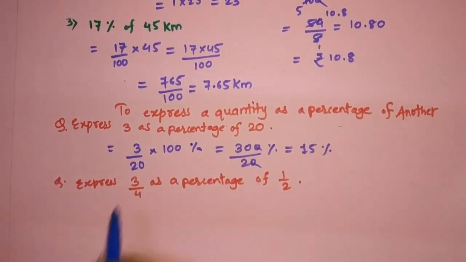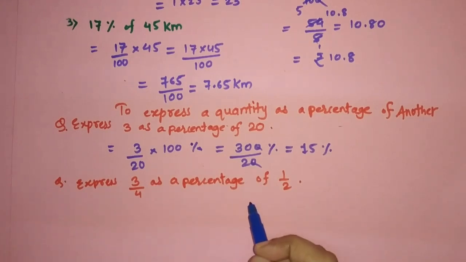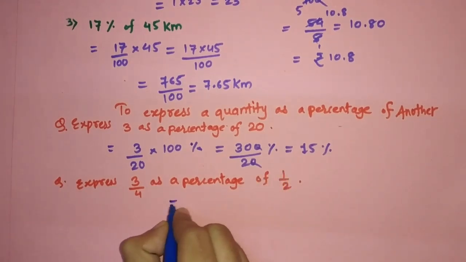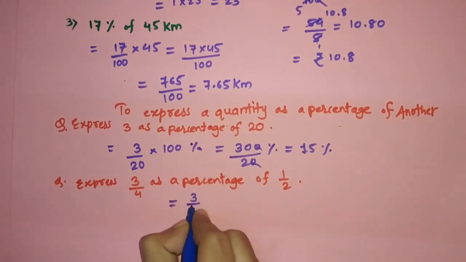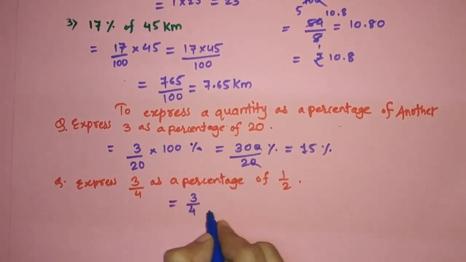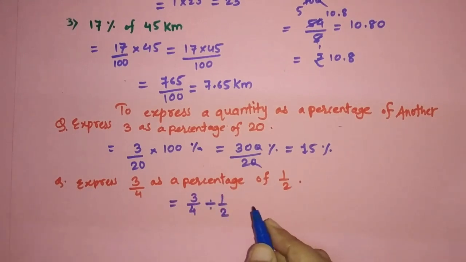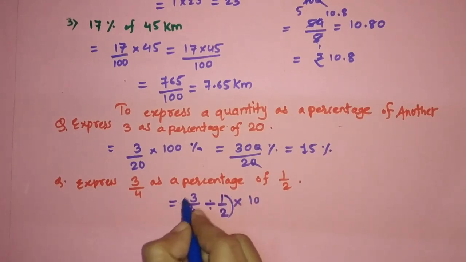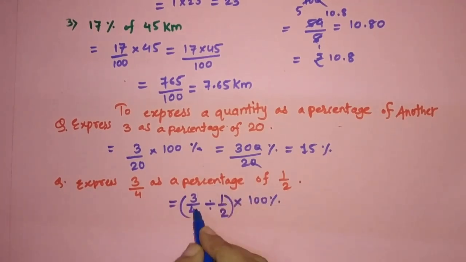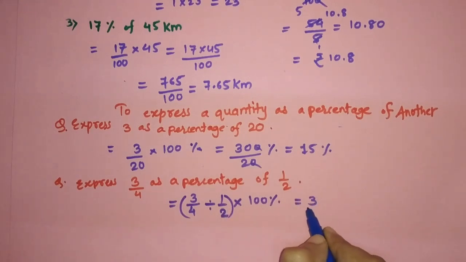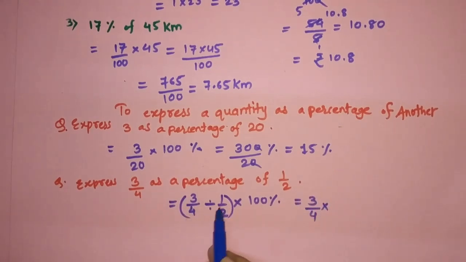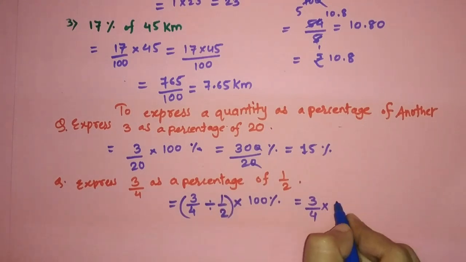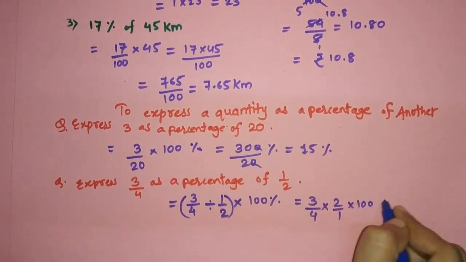So now you need to express 3 by 4 as a percentage of 1 by 2. In order to represent it as 3 by 4 out of 1 by 2, that means you need to divide it by 1 by 2. And then later on, in order to convert into percentage, we'll multiply it with 100%. So we take 3 by 4 divided by 1 by 2. We know that in division of fractions we take the first fraction as it is, then multiply, and flip or take the reciprocal of this 1 by 2. It becomes 2 by 1, and then we'll multiply it.